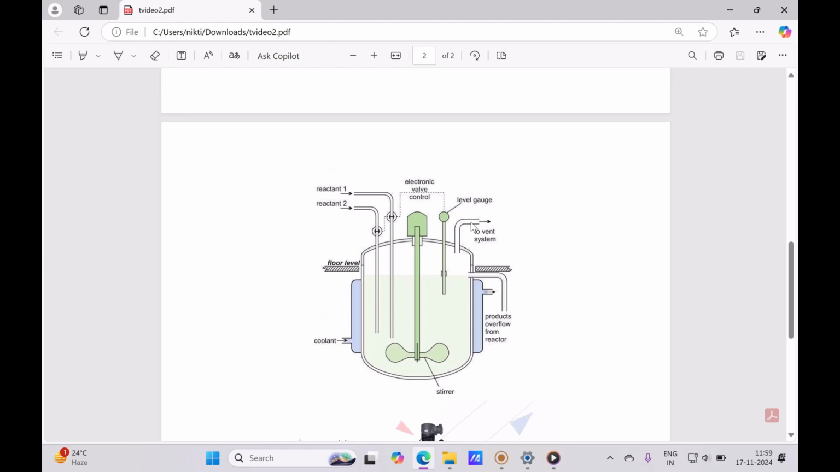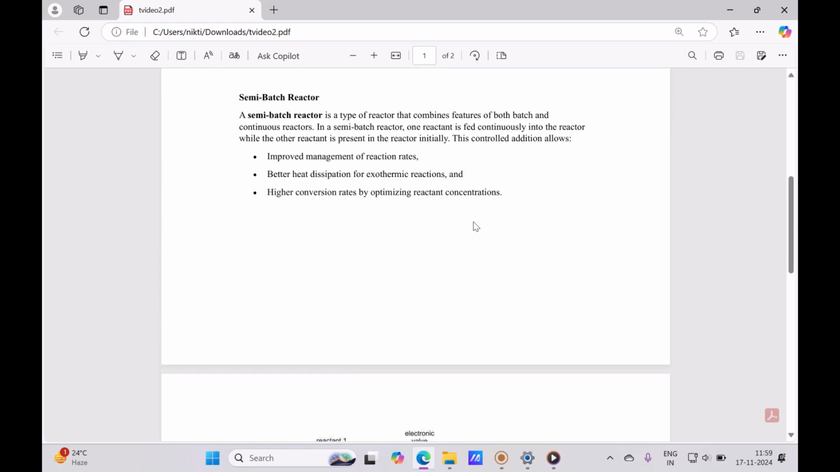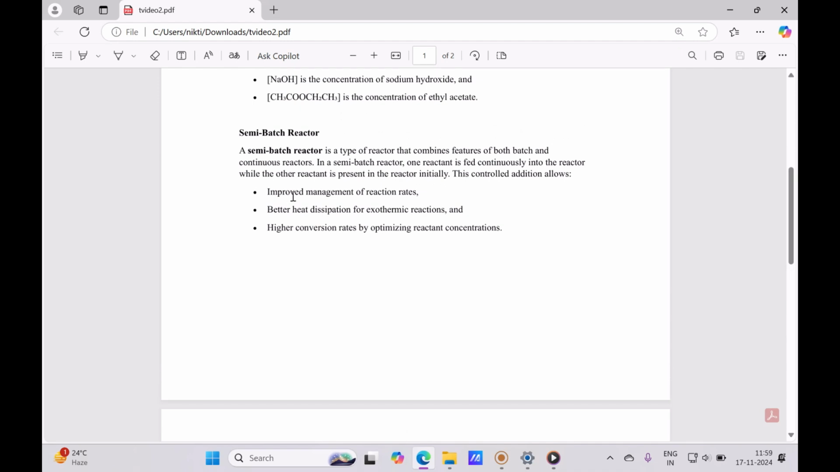Now, this controlled addition allows us improved management of reaction rate. The controlled addition of feed gives us better control over the concentration, which will eventually improve management of the reaction rate. It also gives us better heat dissipation for exothermic reactions.